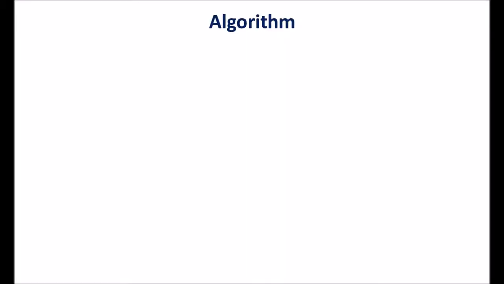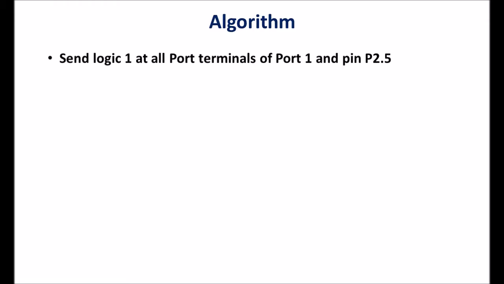Now, the algorithm for writing this ADC program. First, since we are using port 1 and pin P2.5, that is the end of conversion terminal, as input to 8051, to protect these pins we have to send logic 1 on each of these pins. So we'll send logic 1 to all pins of port 1. That means we have to send FFH on port 1, and we'll send logic 1 on pin P2.5 so that we can protect these pins since we are using them as input pins.